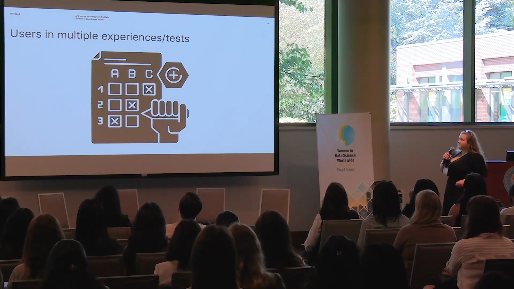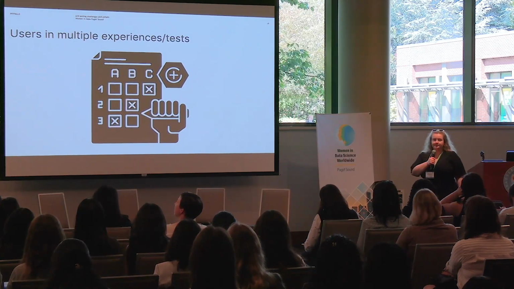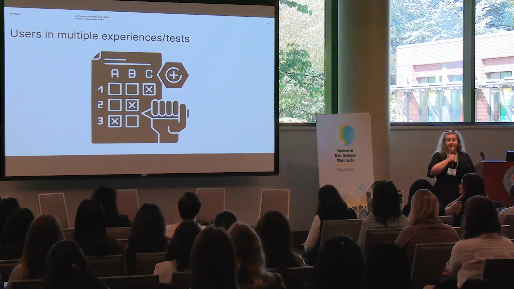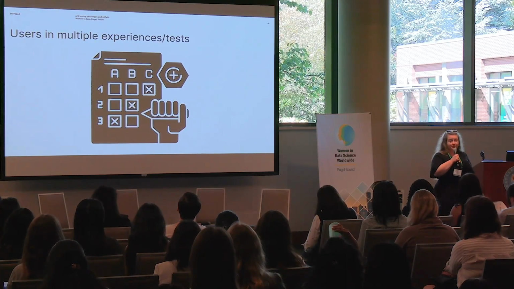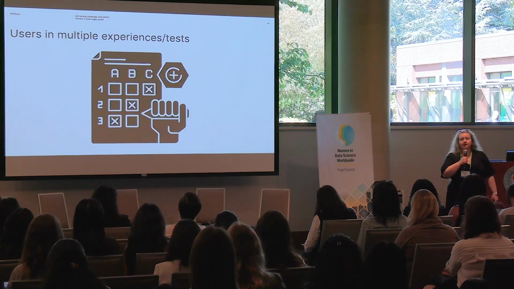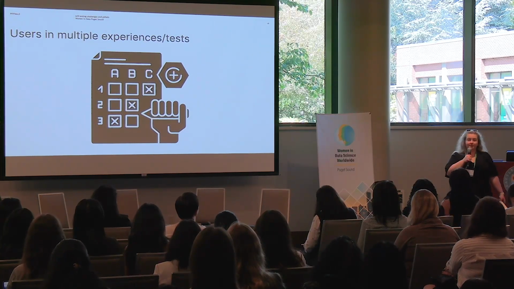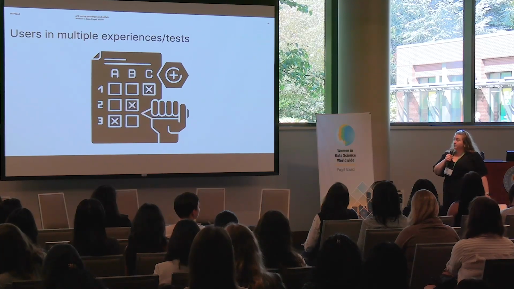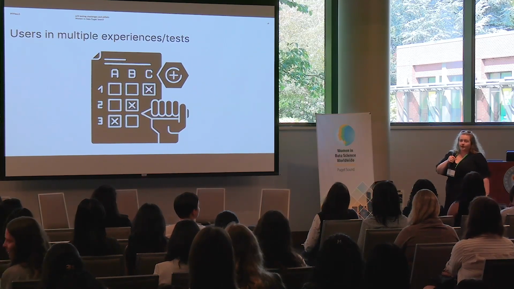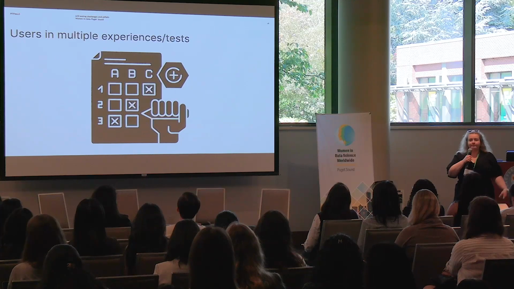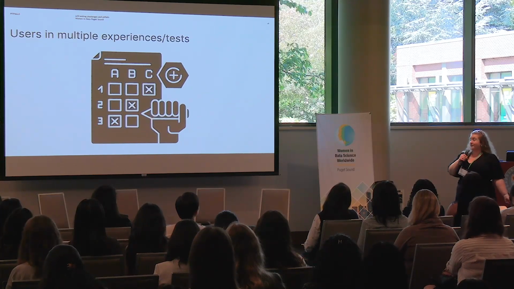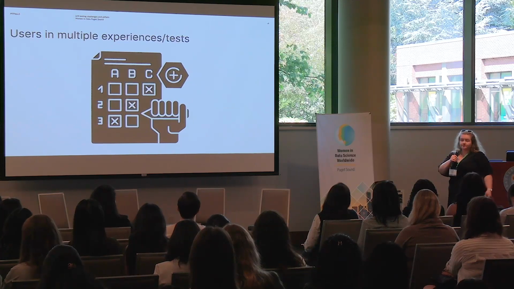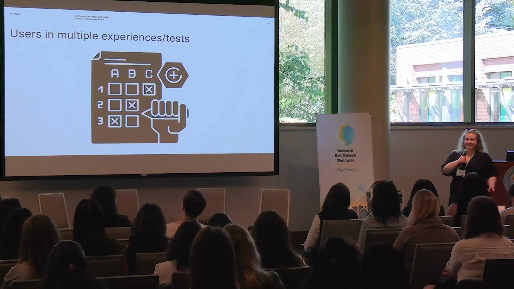Another one: users in multiple experiences and tests. Depending on how big the company that you are at is, there may be multiple teams working on the same page. That's actually relatively rare, but it may happen. Or your product manager may want to run multiple tests at the same time. Usually it's not ideal. Having one A/B test at a time allows you to very cleanly attribute which changes are happening with each test.